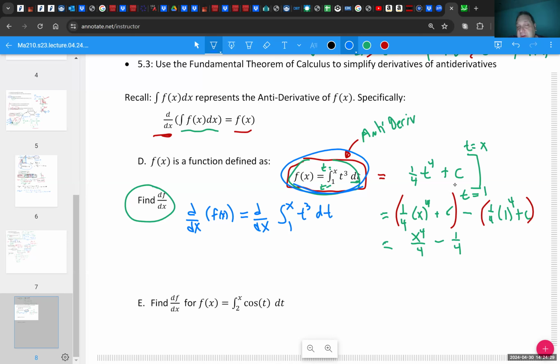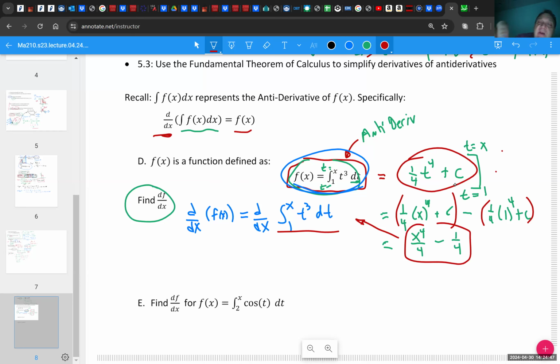So taking the derivative of the antiderivative of this t cubed function, we plug in 1 and x. But we know what this is. We just did the antiderivative from 1 to x. That was this stuff right here. We did the antiderivative, we plugged in 1, we plugged in x, and we got this thing right here. Right? So we did this antiderivative part. So we get the derivative of this thing we just calculated, which was x to the fourth over 4 minus 1/4.